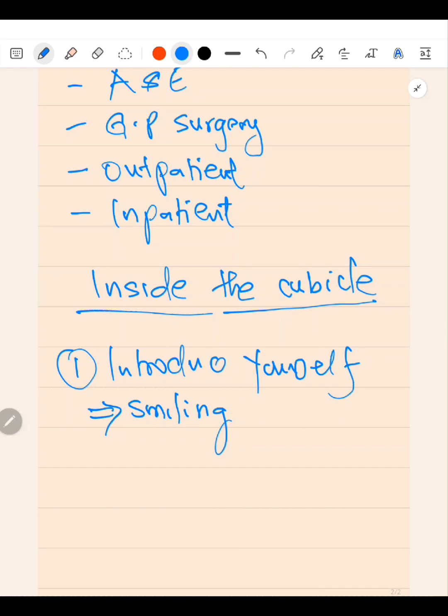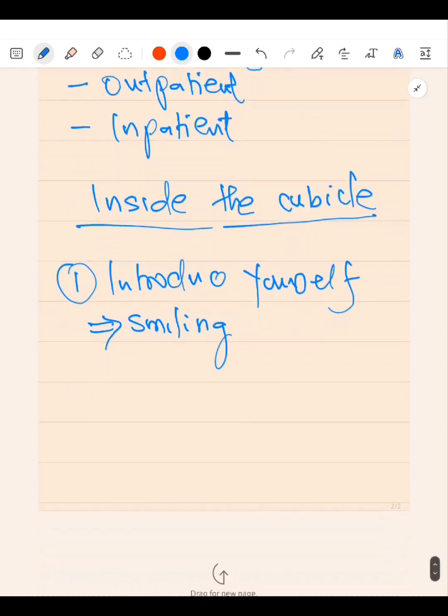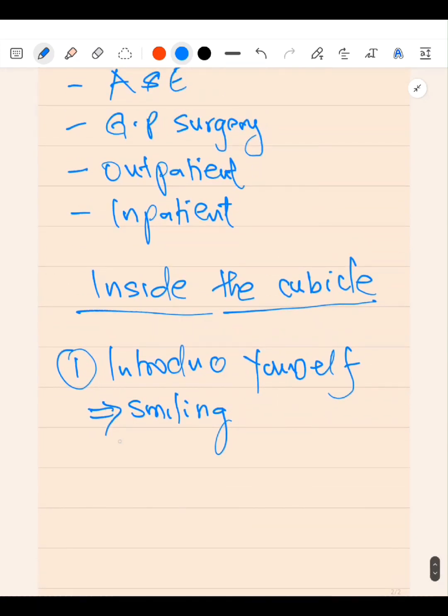Now introduce yourself and say, "Hello, my name is Dr. Alusiola Emmanuel. I am one of the junior doctors working in this accident and emergency department." That is how you introduce yourself. So you greet, always greet. Hello. Introduce yourself, name.